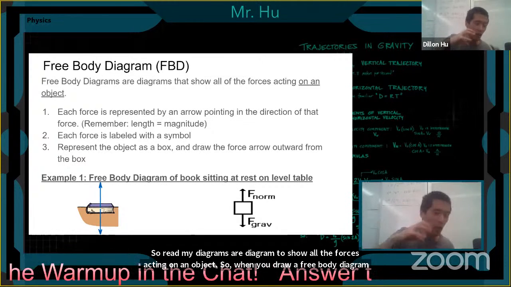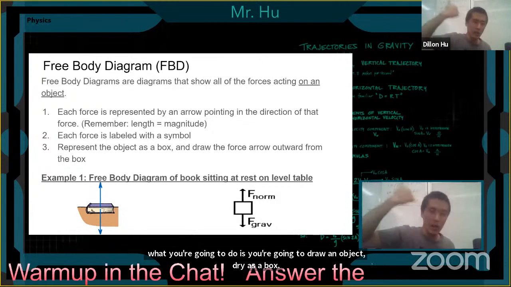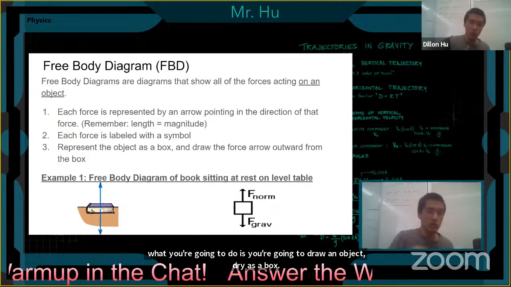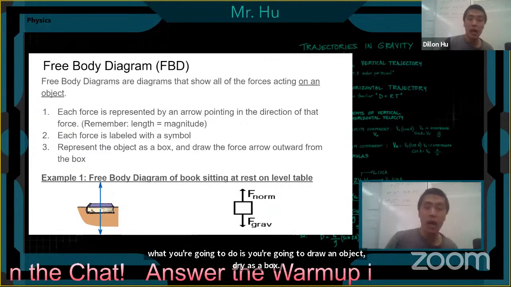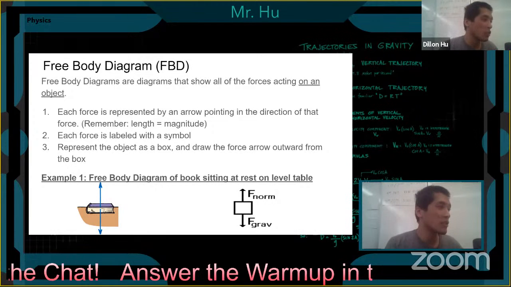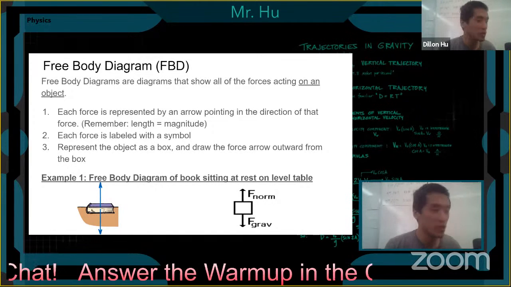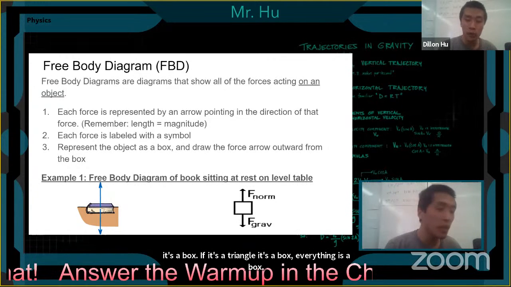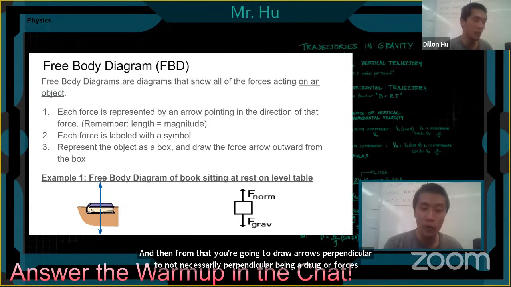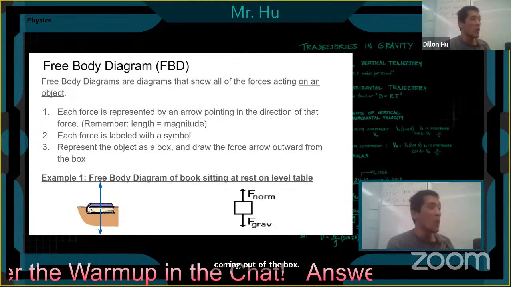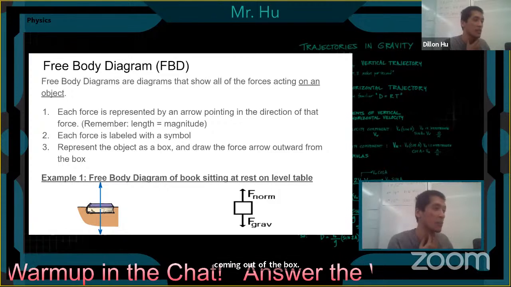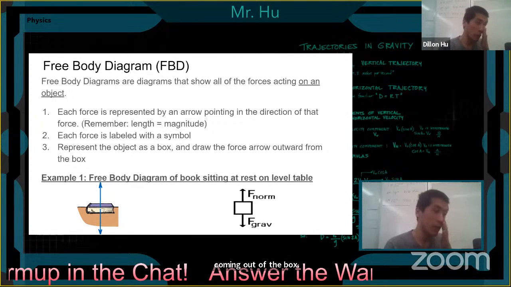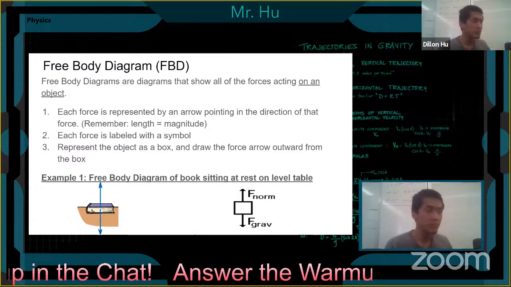And then from that, you're going to draw forces coming out of the box, not necessarily perpendicular, starting from the box and going outwards. That shows which direction that force is pointing. The length of the force is going to be the magnitude of the force. Each force is labeled with a symbol. For example, the force of gravity we label with the symbol Fg. The normal force we label with the symbol Fn. You represent the object as a box and draw the force arrow outward from the box.